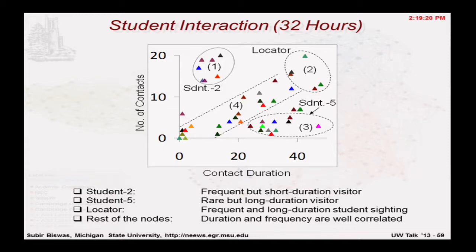So you see there are some rough constellations being formed, right? If you look at the top left constellation, constellation number 1, student 2, that shows the interaction of student 2 with other nodes, okay? And it became pretty obvious that student 2 is a frequent short-duration visitor in the lab. It turned out that was an undergrad student, okay? At the other extreme, if you look at student 5, which is constellation 3, that is a rare but long-duration visitor. This guy didn't come as often, but when he came, he stayed for longer. That's why that constellation is on the higher contact duration side, but lower on the number of contacts, and so on, right? Similarly, there are other observations that you could make.